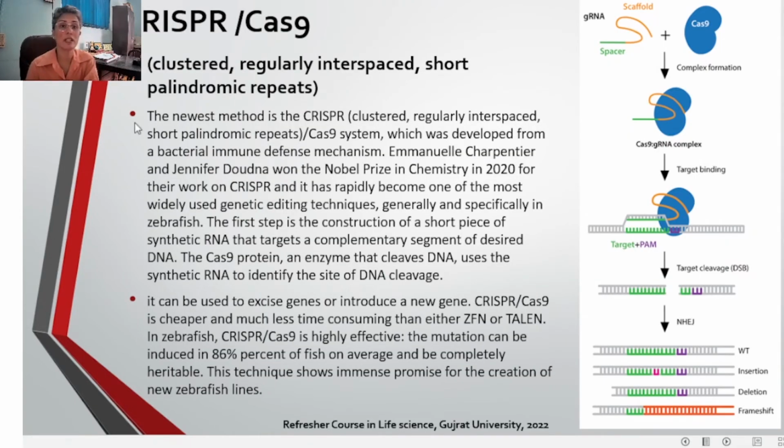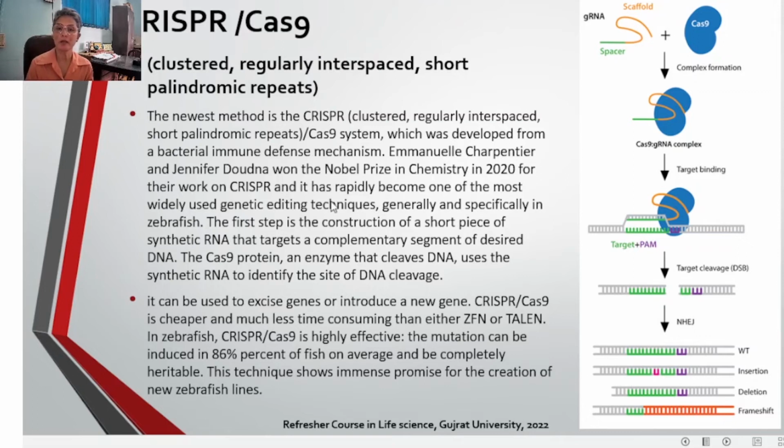Another methodology is CRISPR-Cas9, which stands for clustered regularly interspaced short palindromic repeats. This is the newest method, which was developed from the bacterial immune defense mechanism. Emmanuelle and Doudna won the Nobel Prize in Chemistry in 2020 for their work on CRISPR.